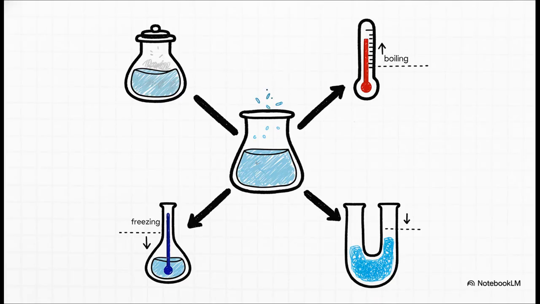There are 4 big ones you've got to know. When you dissolve something, you lower the vapor pressure, you raise the boiling point, you lower the freezing point, and you create something called osmotic pressure. Now, the really cool part is that by measuring these changes, we can actually figure out the molar mass of the thing we dissolved. Let me show you how.